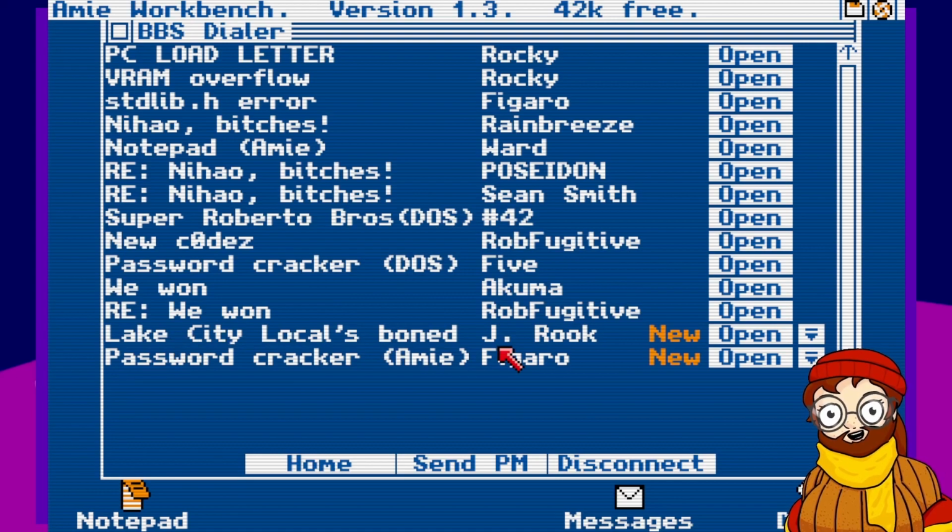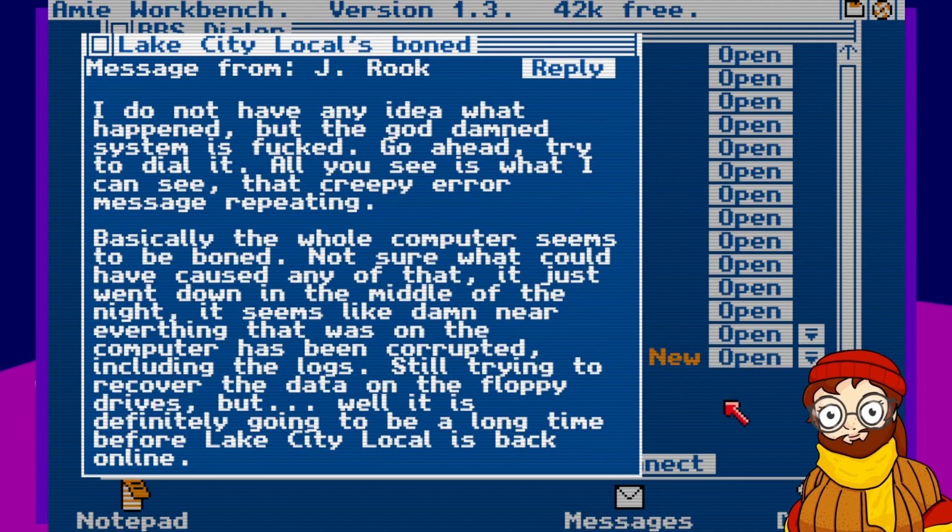Lake City Locals boned. J. Rook. J. Rook was the sysop. I do not have any idea what happened. But the goddamn system is fucked. Go ahead, try to dial it. All you'll see is what I see.